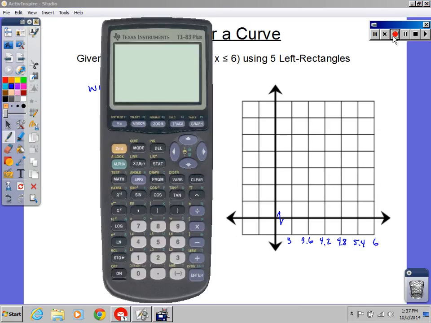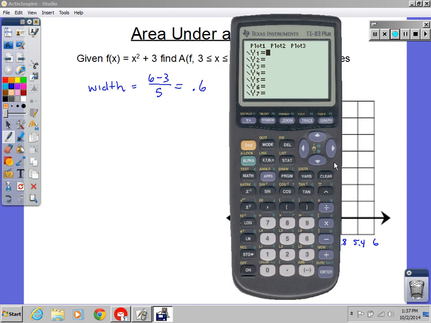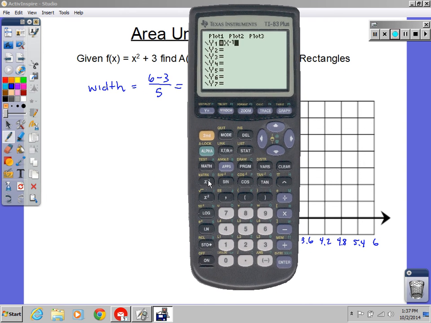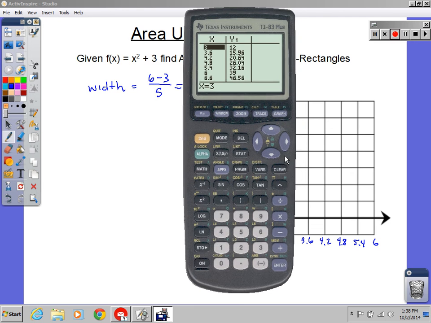Let me get my calculator. So remember, using the calculator here, we're going to go to y equals. We're going to type in our equation, which is x squared plus 3. And then we want to set our table up to match what we're looking for specifically. So our table is going to start at 3. It's going to count by 0.6. And then I'm going to go to my table, and I'll get my values here that I can plot.